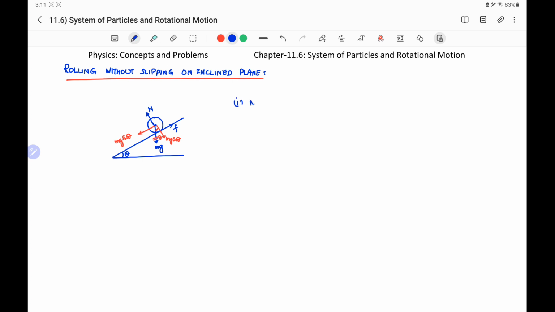First, the normal reaction force N gets balanced by the mg cos theta because there is no motion along this direction. Second, for linear motion along the inclined plane, mg sin theta is acting on the body minus the friction force. This causes the acceleration in the body, so it is equal to ma. This is equation number 2.